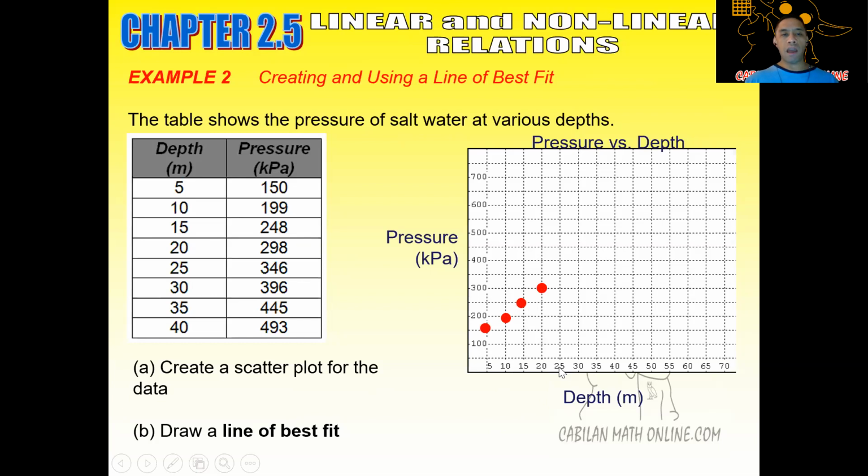Okay, we have 25 and 346. Okay, 30. We have 30 over here, and then 396, which is close to 400, just right below it. Okay, 35 and 445. And last but not least, we have 40 and 493. Okay, so we have a total of 1, 2, 3, 4, 5, 6, 7, 8 points on this particular graph.